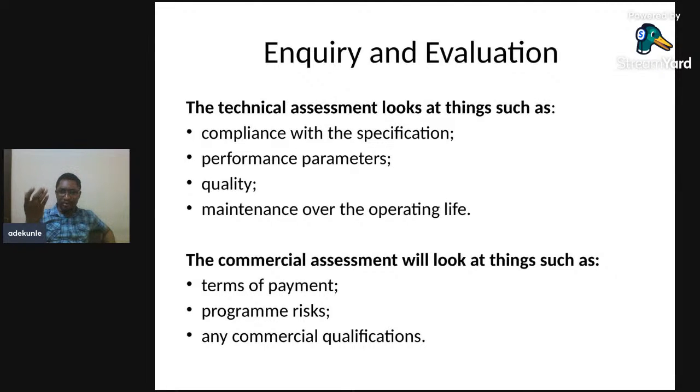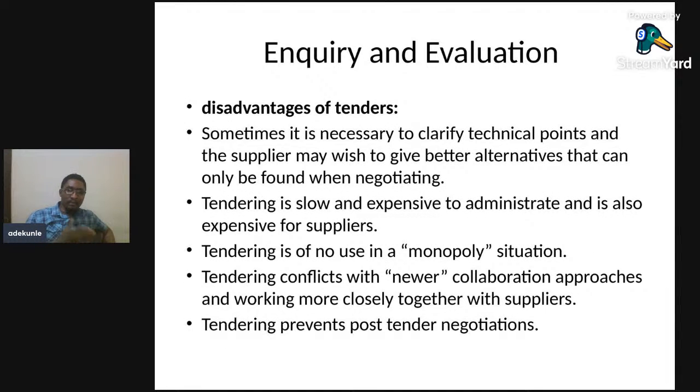Now, commercial assessment could look at the terms of payment. You're looking at the program risk. You're looking at any commercial qualification risk.